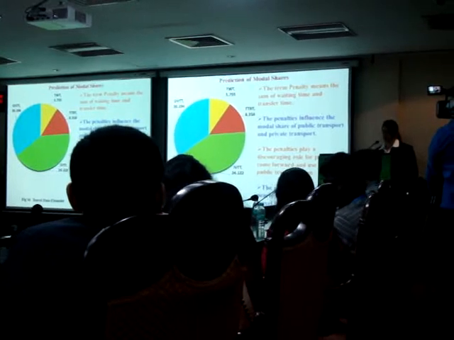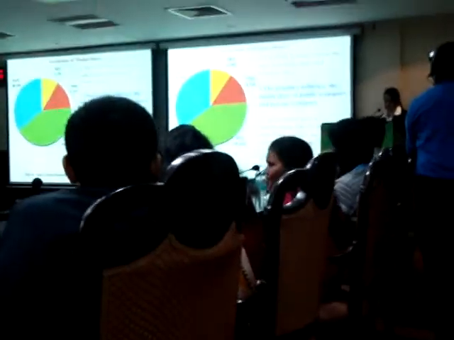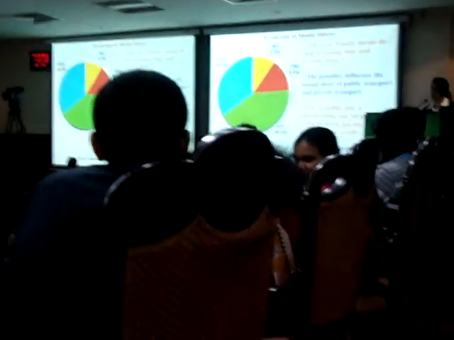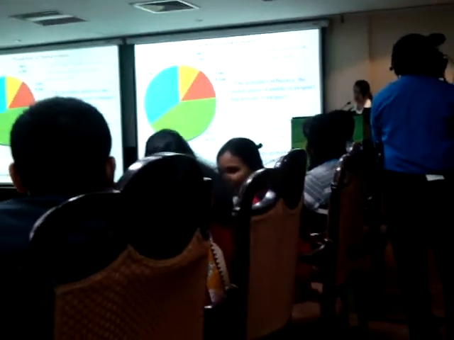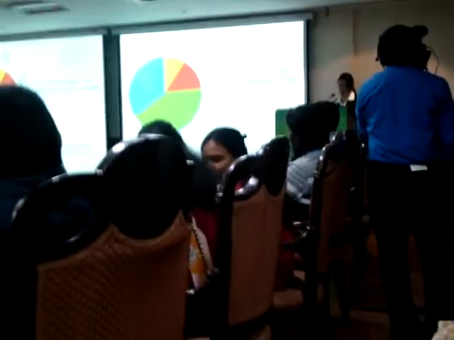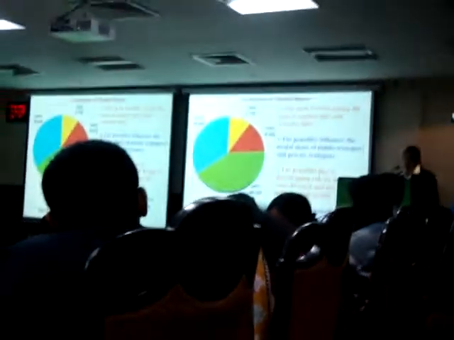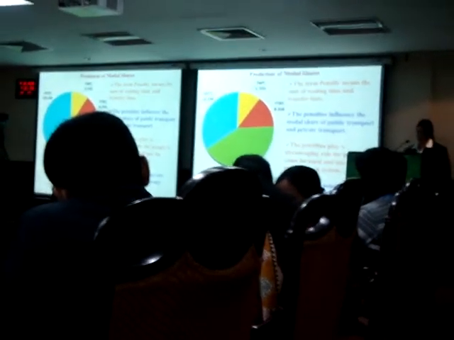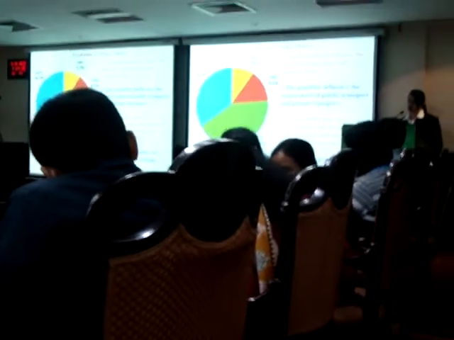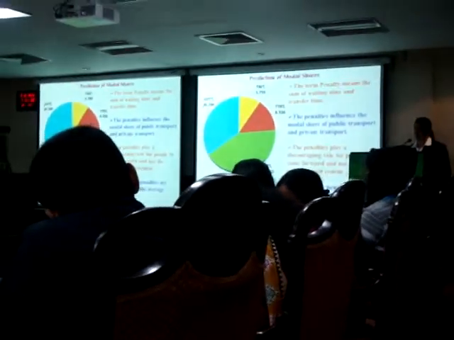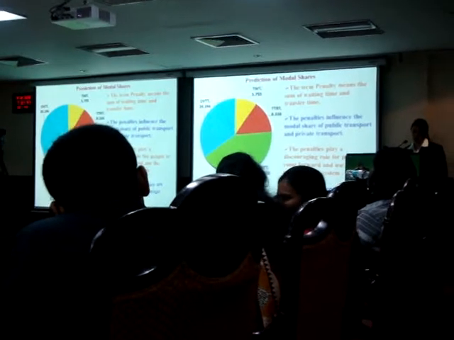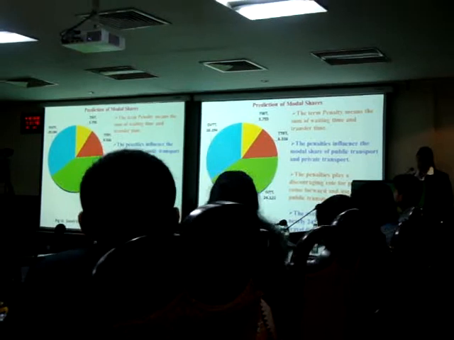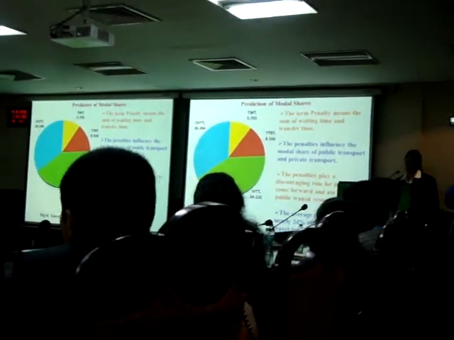This is the prediction of modal share. These are the indexes shown on the pie chart. The yellow part consists of 10% of total waiting time. The red part consists of 14% of total transfer time. Together they constitute about 24% of travel penalty, which makes the commuter go away from the public transport towards the private transport. We have an out of vehicle time of 41%, 35%, and in vehicle travel time of 41%.